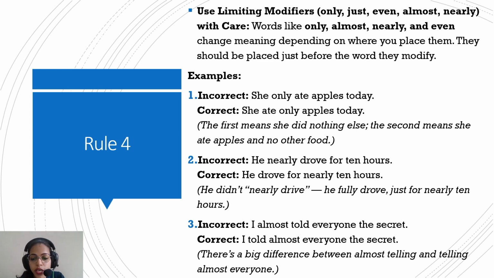So I almost told everyone the secret, or I told almost everyone the secret. In the first statement, the idea is that I was on the verge of telling everyone about the secret. And the second statement is saying I told almost everyone, so I told the secret to a few people, but not to everybody. So there's a difference where we are placing "almost": almost telling and telling almost everyone. Almost telling means I almost told, but I didn't tell anyone. It was like I was about to say, but I didn't say.